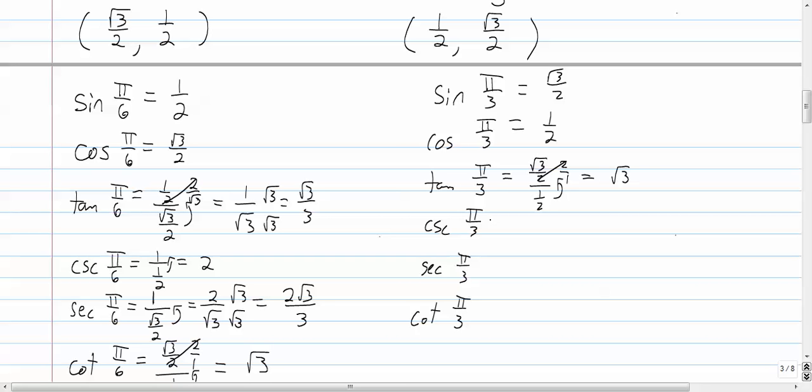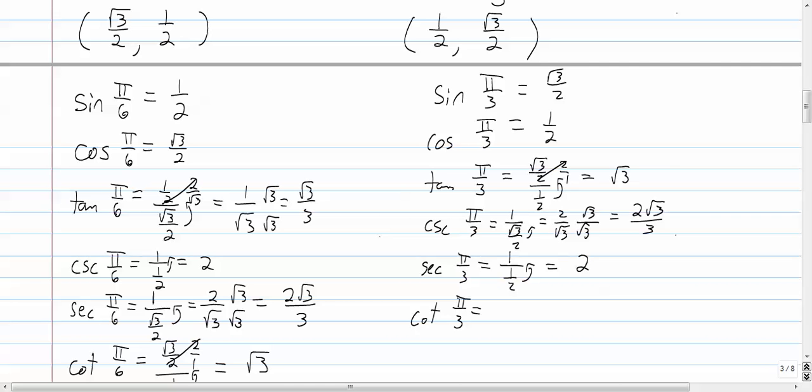Alright, cosecant of pi over 3. Cosecant is 1 over y. So 1 over square root of 3 over 2. Flip and multiply. So you get 2 over the square root of 3, or 2 square roots of 3 over 3. The secant of pi over 3, that's going to be 1 over x, so 1 over 1/2. Flip and multiply, you get 2.